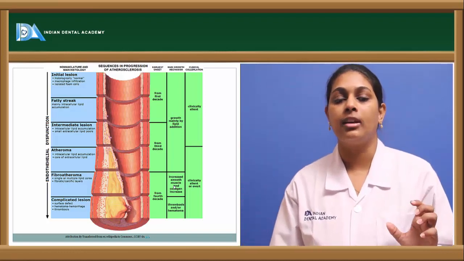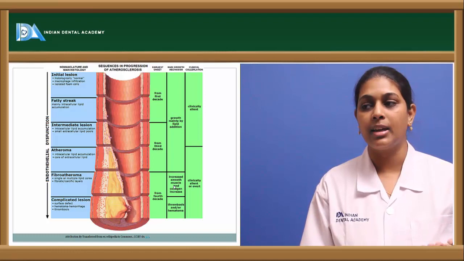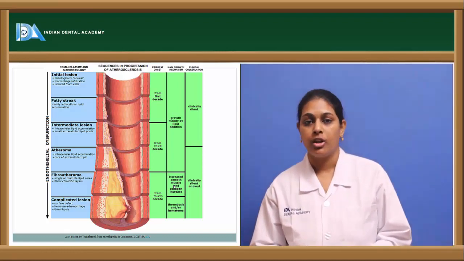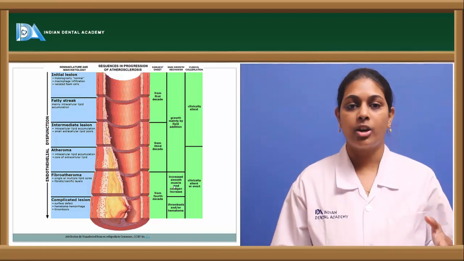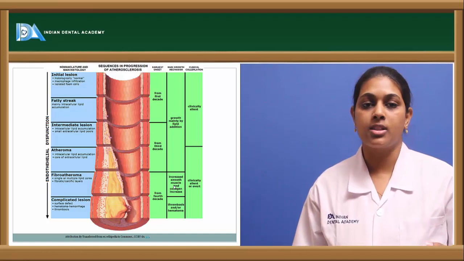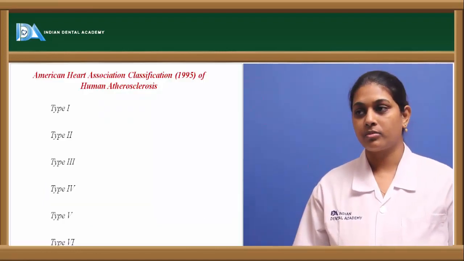Because of it, the lesion starts progressing in size, and then it might clinically manifest. Finally, it will result in thrombosis or hematoma formation. So these are the stages of atheroma formation and their clinical manifestations as the age progresses in a patient who has been affected with atheroma.